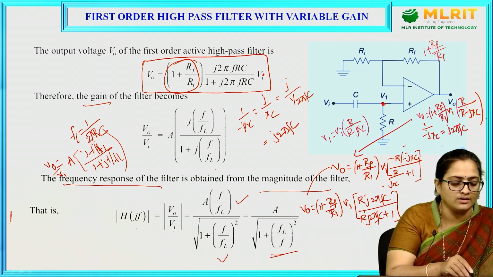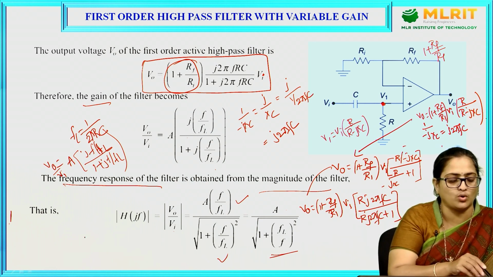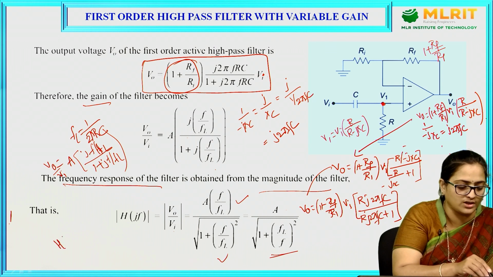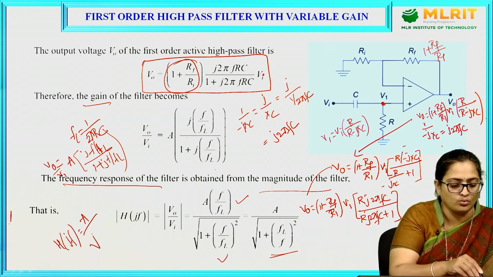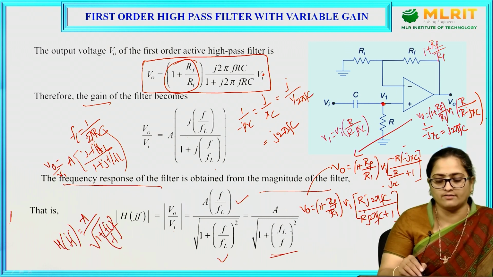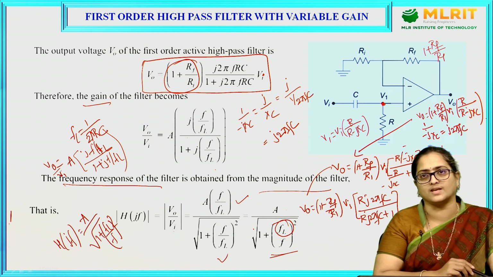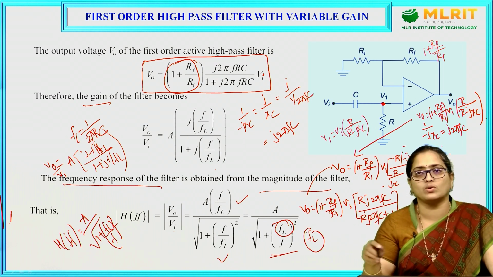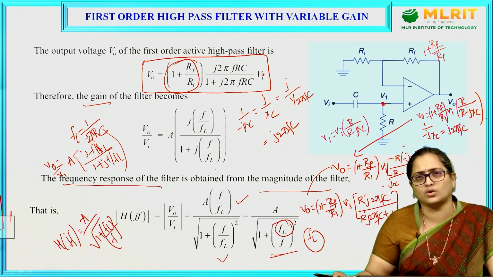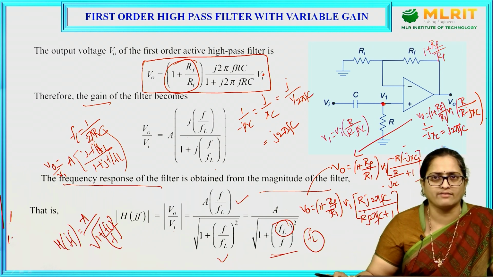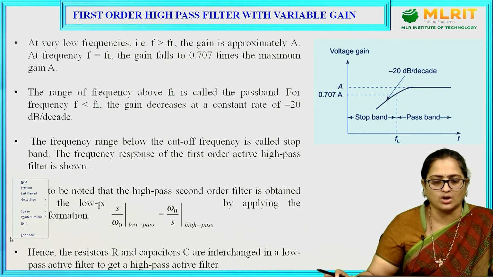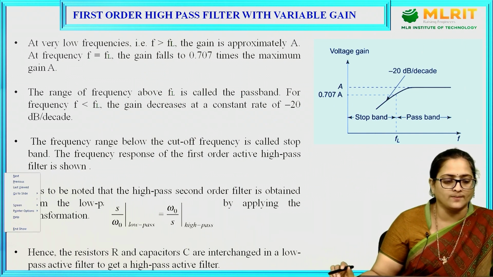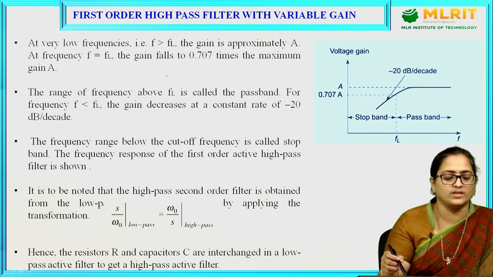So, the magnitude or frequency response can be determined with the equation H of F is equal to A by root over 1 plus FL by F whole square, where FL is the lowest cutoff frequency. That is, till that lowest cutoff frequency, the frequencies are not going to be allowed through the circuit. When it is just above FL, the frequencies are going to be allowed to pass through the circuit. The same has been explained here step by step.